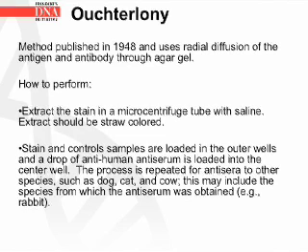Ouchterlony is another precipitation method. The method was first published in 1948 and uses radial diffusion of the antigen and antibody through an agar gel. To perform it, extract the stain in a microcentrifuge tube with saline. The extract should be straw-colored. Stain and control samples are loaded in the outer wells, and a drop of anti-human antiserum is loaded into the center well. The process is repeated for antisera to other species, such as dog, cat, and cow. This may include the species from which the antiserum was obtained, for example, rabbit.